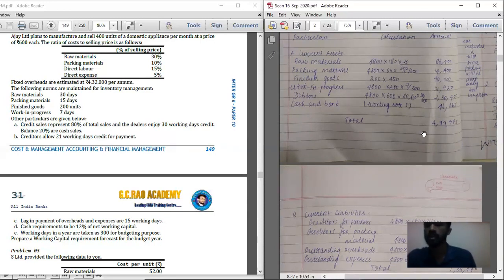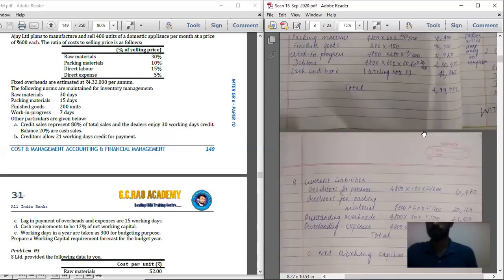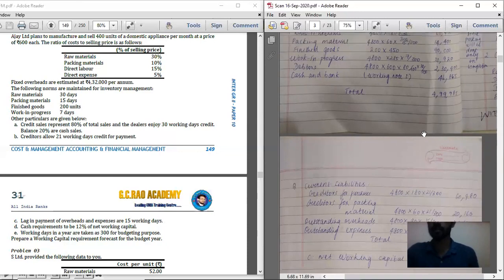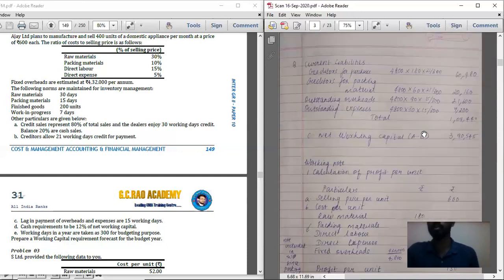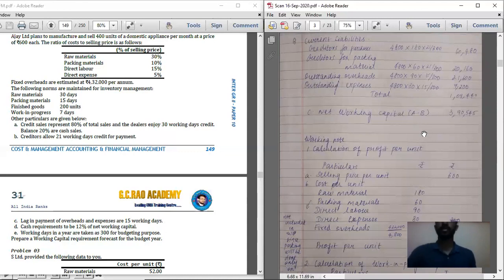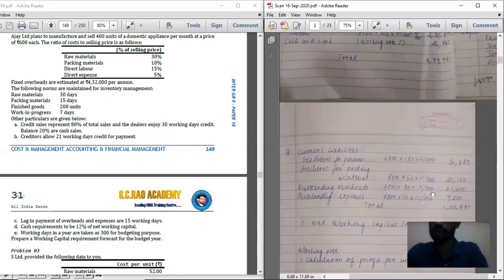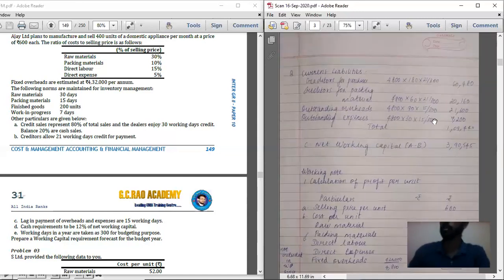In respect of that total, 4,99,985. So that is total current assets. On the total current assets, if you reduce total current liabilities, you will get net working capital. So what is total current assets? 4,99,985 minus what is total current liabilities? 1,09,440. So what is the total net working capital? In respect of net working capital, in the amount column put 3,90,545.